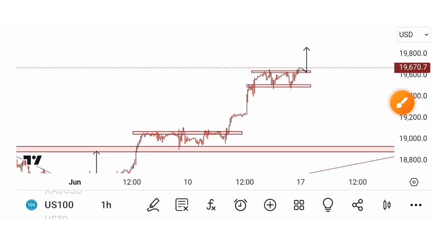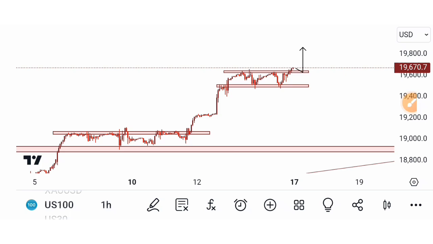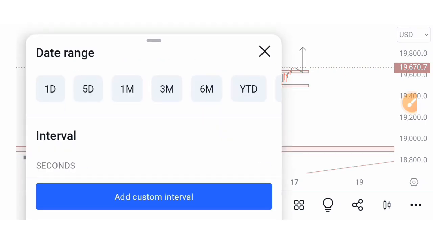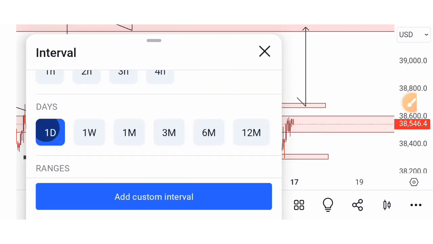I don't want to complicate things, guys. That's all I'm looking for. There's nothing much into it. Moving on to US30, and I am closing with this one. Let's also start on the daily time frame.